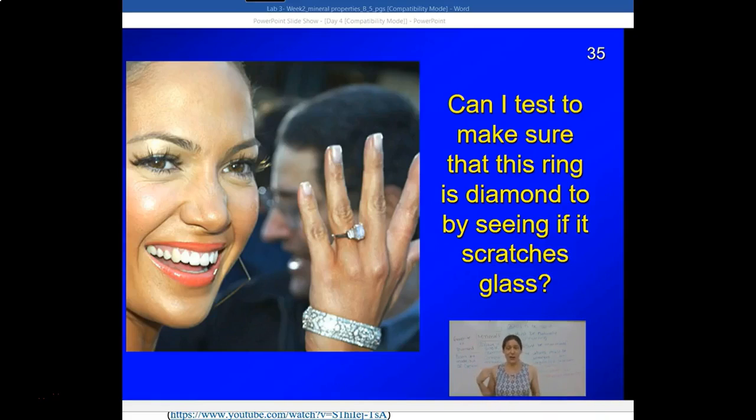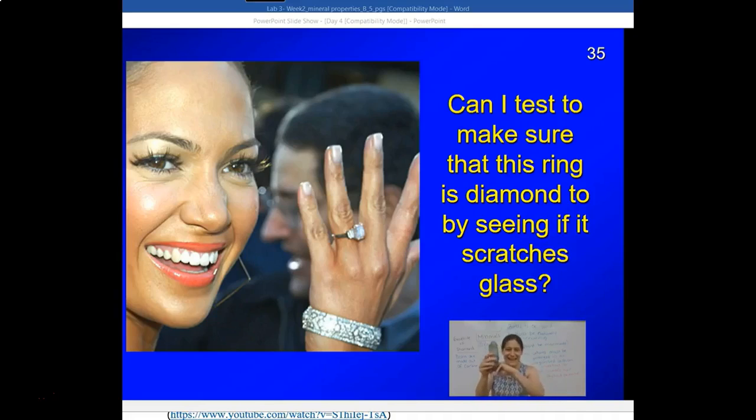So should it scratch glass? Yeah, it definitely does scratch glass. Is it the only mineral that scratches glass? Well, actually, glass really isn't that hard. If glass has a hardness of 5.5, that's like halfway through the scale. Quartz has a hardness of 7. Would quartz scratch glass? Yeah, since it's a bigger number than 5.5, it would scratch glass.